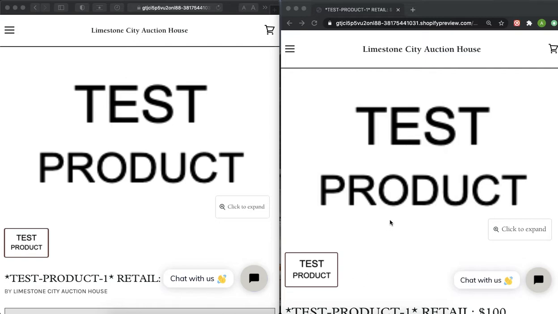So I've created a fake product here, called test product. I've also created 2 fake accounts, and I'm going to go back and forth between these 2 accounts to show you how the bidding process would work if you were able to see both sides of the auction.